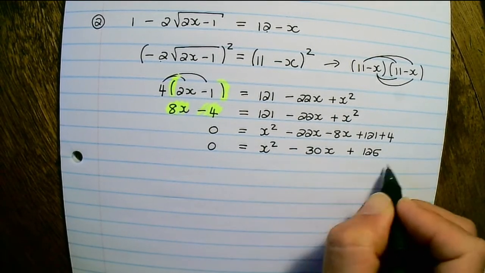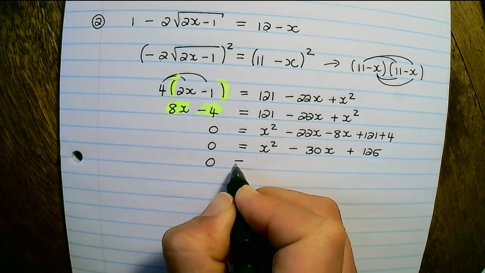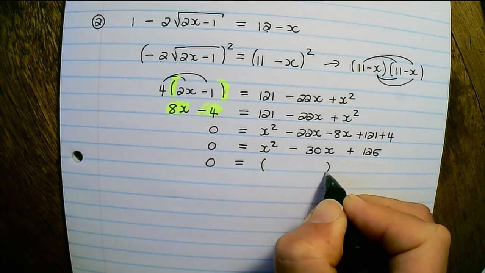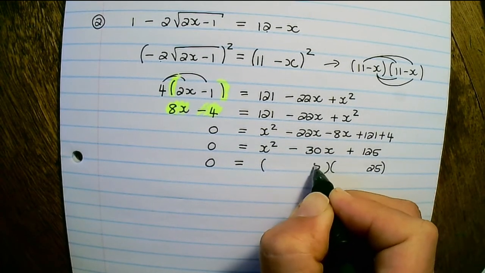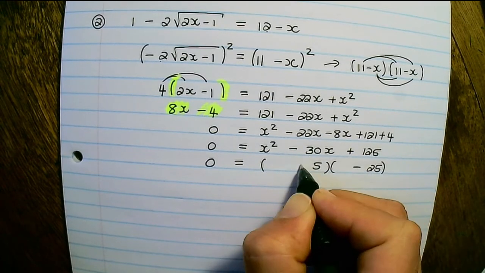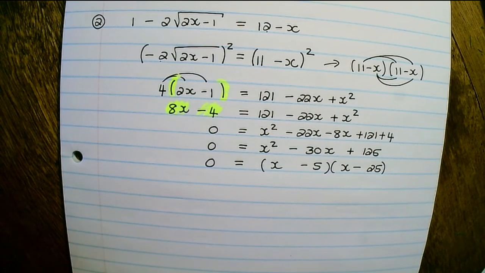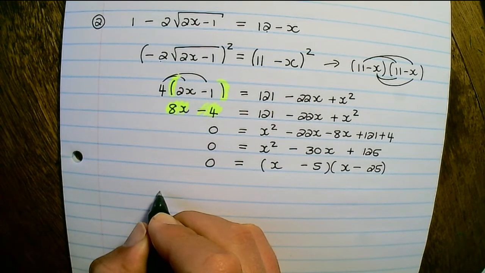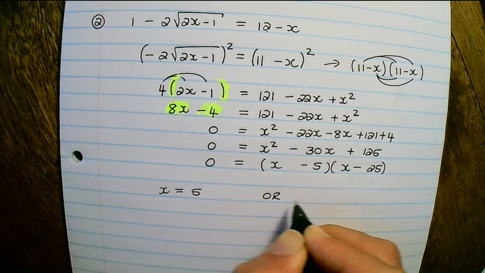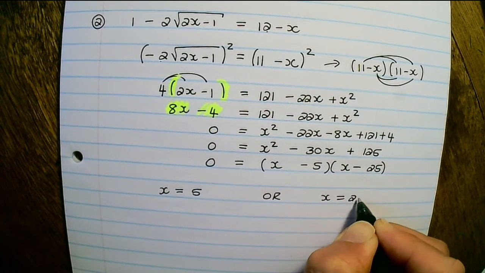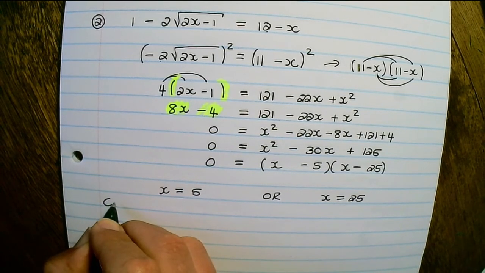Now sometimes people are scared to factorize. So no, you can use the quadratic formula. Or you can see it's simply 25 and 5, which will give me 30. And now I can solve for x. So x is equal to 5, or x is equal to 25. And remember to check your answer.